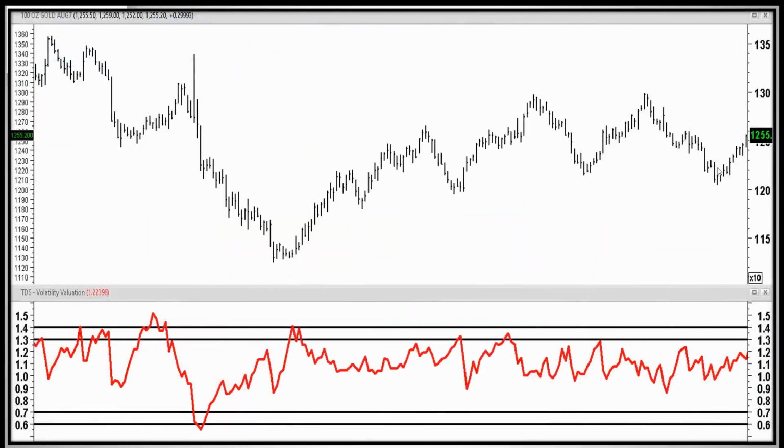So I'll show you some rules. At the bottom is the volatility valuation indicator. On the top part is a chart of gold. So usually when high volatility is extremely high, that usually marks bottoms. Now, not always, because we talked about trends, if you remember. High volatility is where trends go to die. Now, usually these are bearish trends, but let's just say it's trends in general. But by and large, it's usually bearish trends.